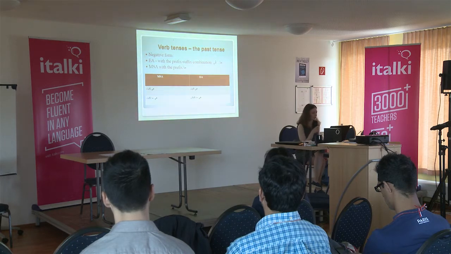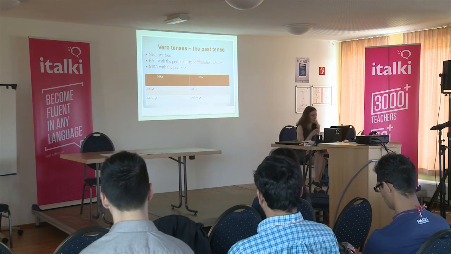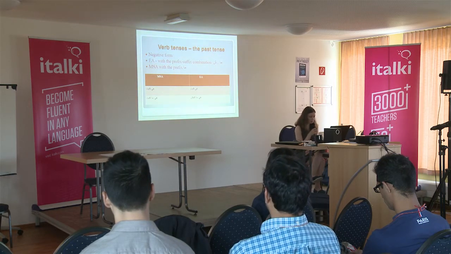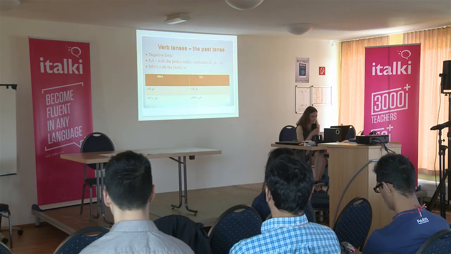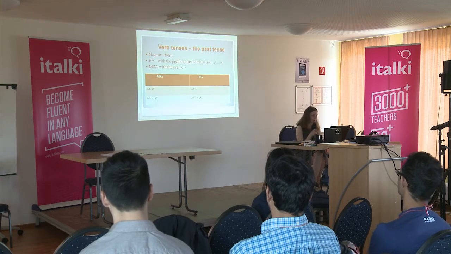The past form: there is a difference in the negative form. In Egyptian Arabic, it is formed with the prefix-suffix combination ma and sheen, and MSA uses the prefix ma. So in MSA it would be hiya katabat. In Egyptian Arabic, it would be hiya katabit, and the negative form hiya ma katabit, and hiya ma katabitsh. It's she wrote and she didn't write.